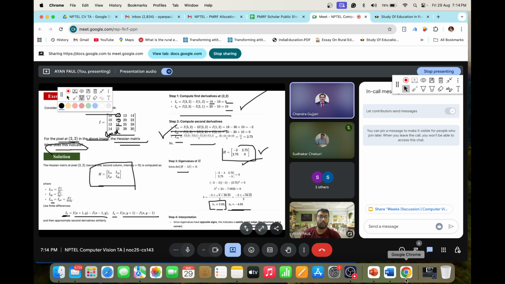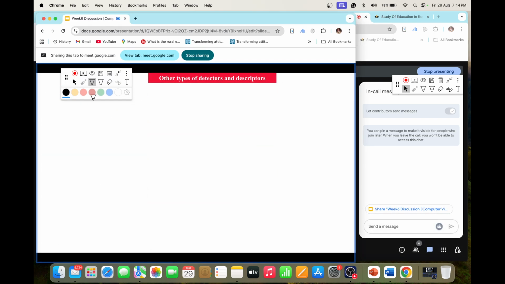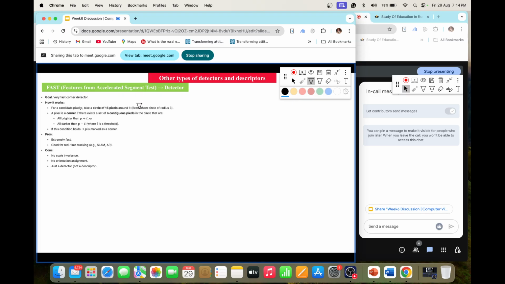Yes, sir. Okay, nice. So this is the one question regarding the Hessian matrix. Then another type of detector we have, detector and descriptor. We have FAST, that is Features from Accelerated Segment Test. It is a fast corner detector.